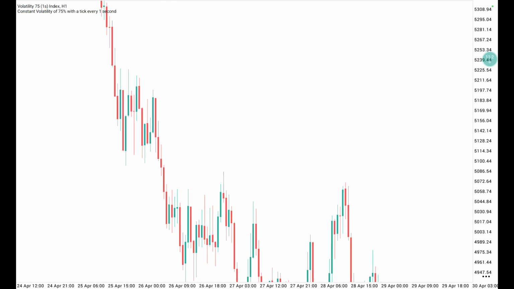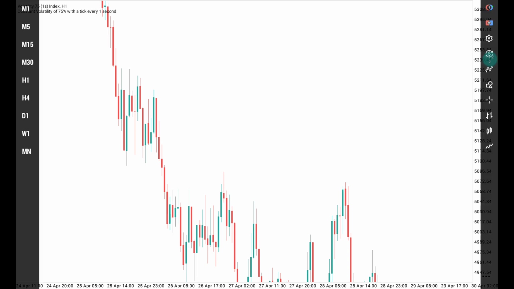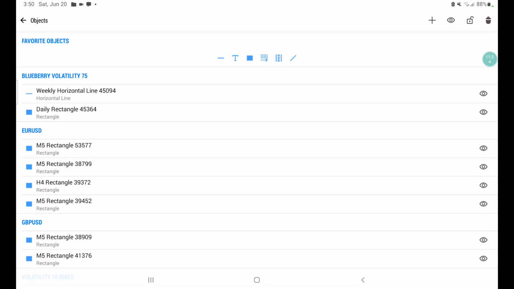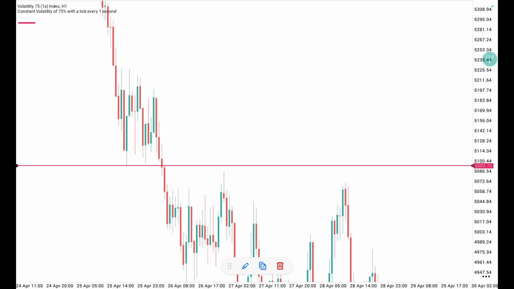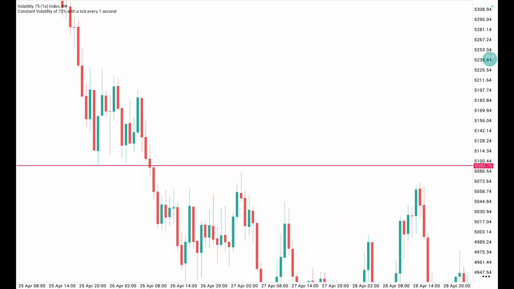Okay, so look at it. What we want to identify is break of structure. So we have that low. Notice that here it didn't even touch the line, talk more of breaking it. Where do we have a break of structure? Right on this candle. That's where we have candle body closing below that low, right?